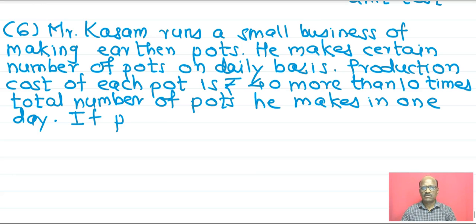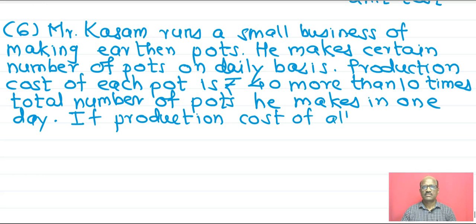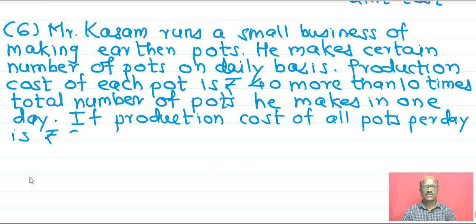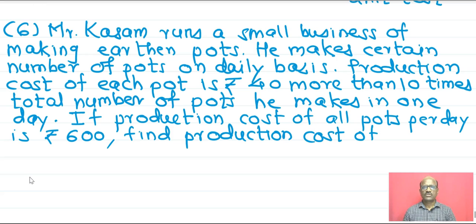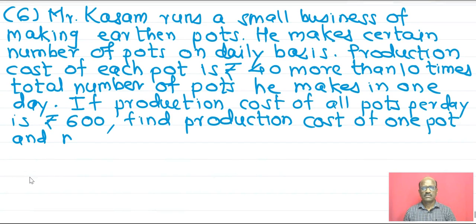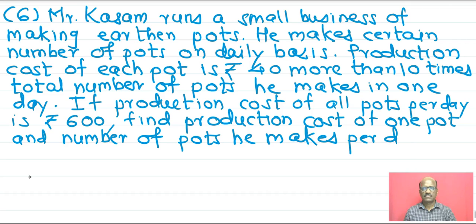He makes one day. If the production cost of all pots per day is rupees 600, find the production cost of one pot and the number of pots he made per day.